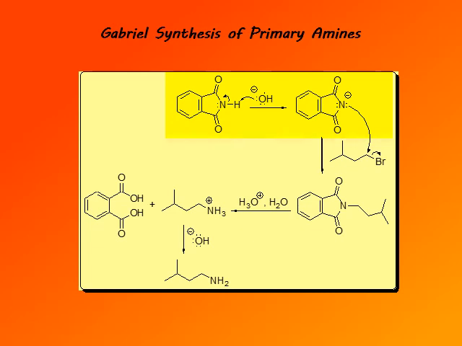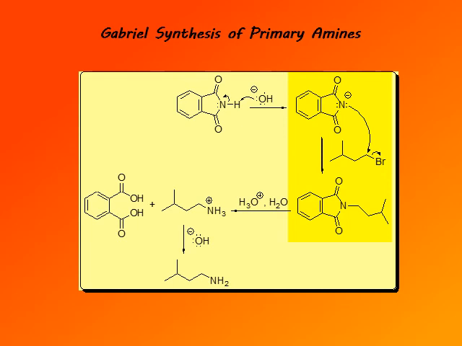Phthalimide is acidic because of the presence of two carbonyl substituents on the nitrogen. The NH bond is highly polarized and the hydrogen attached to nitrogen is acidic. It can be easily removed by a base. So a base such as hydroxide readily deprotonates phthalimide to give the corresponding anion. That anion is a strong nucleophile and in an SN2 reaction reacts with an alkyl halide to give alkylated phthalimide.